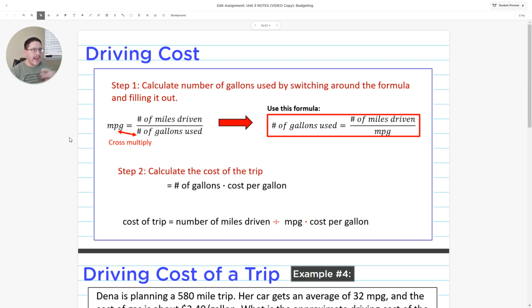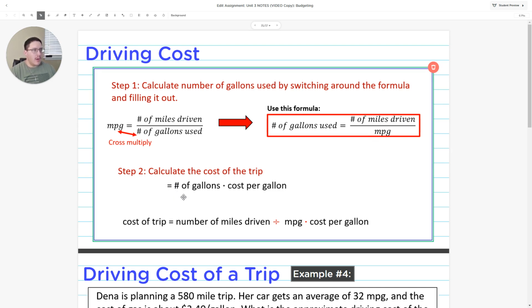Okay, another type of gas mileage problem is trying to figure out the cost of the entire trip. So, step 1, we're going to calculate the number of gallons used. And we do this by switching around the formulas. So, I'm going to give you all an example, and one of the steps is to find the number of gallons used. So, we're going to switch around the original formula, which is miles per gallon equals number of miles divided by gallons. We're going to switch it around by cross multiplying, and then getting the following formula. Number of gallons used is equal to the number of miles driven divided by the MPG, the miles per gallon.